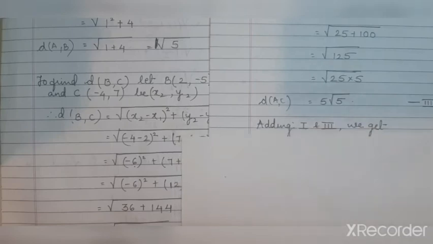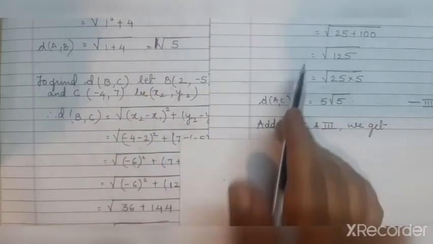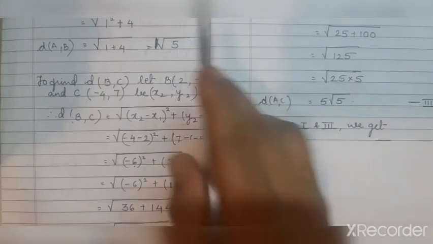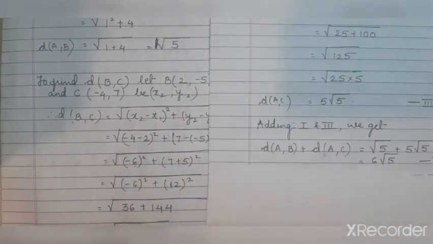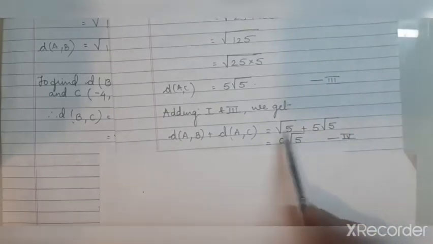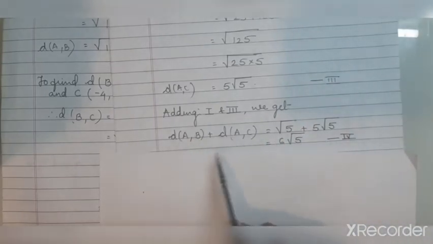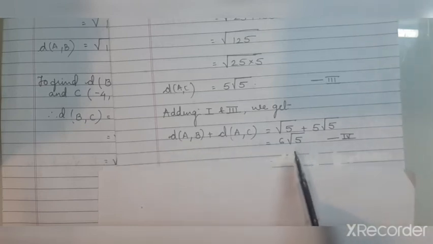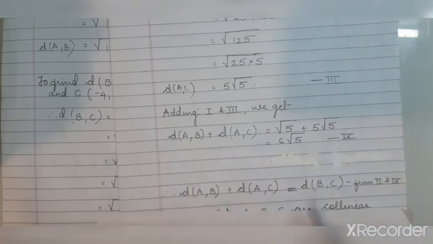So here addition of these two distances, that is AC plus AB, is equal to BC. See here, AC plus AB, which is root 5 and 5 root 5, is 6 root 5. When we add distance of AB and AC, we get 6 root 5, which is the distance of BC. So here we have found that if we add two distances, we are getting the third distance.